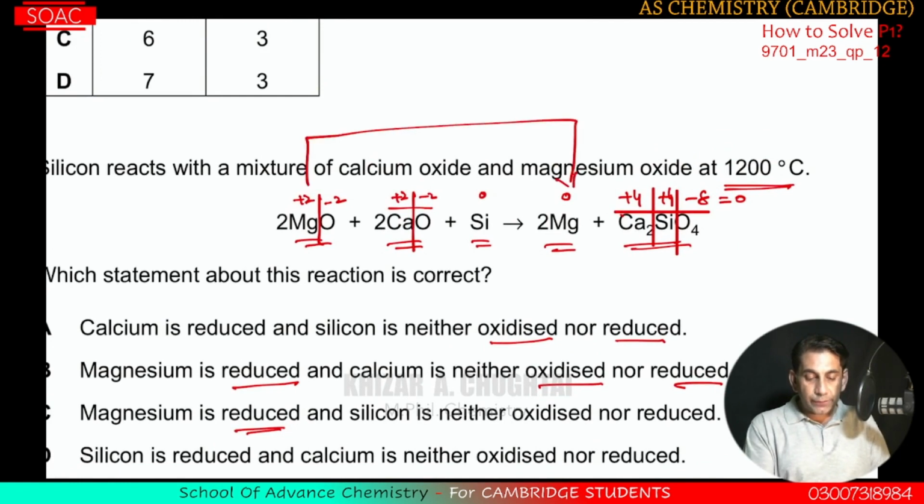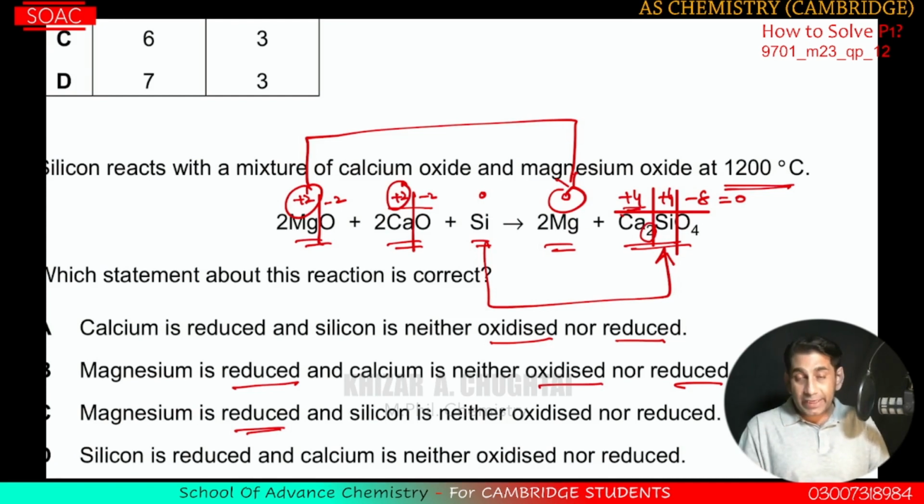Magnesium is changing from +2 to 0. Silicon is changing from 0 to +4. But there is no change in the oxidation state of calcium. 1 calcium is equal to +2. Again, 2 calcium is equal to +4, and 1 calcium will obviously be equal to +2. So there is no change in calcium oxidation number.